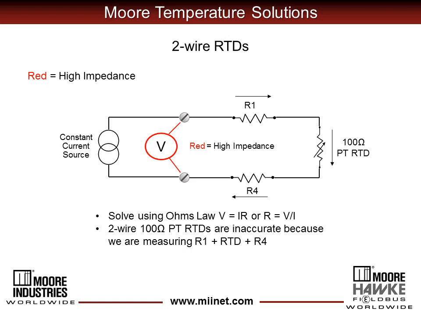When the industry first used 2-wire 100-ohm platinum RTDs, we realized there was a significant error due to lead wire resistance. Basically, what we're measuring is the sum of the RTD plus the lead wire resistance. And if you have long leads, that error can be very significant. For that reason, the industry developed the 3-wire RTD measurement.